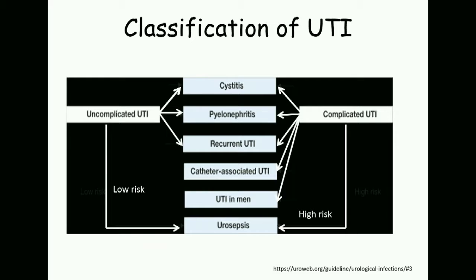Again, the same thing: cystitis, pyelonephritis, recurrent, it might be uncomplicated. Then catheter is already complicated per se, UTIs in men are complicated, and then we can actually have urosepsis if we have an uncomplicated UTI and with a complicated one, but of course the risk of urosepsis here is lower than if it's complicated from the start.